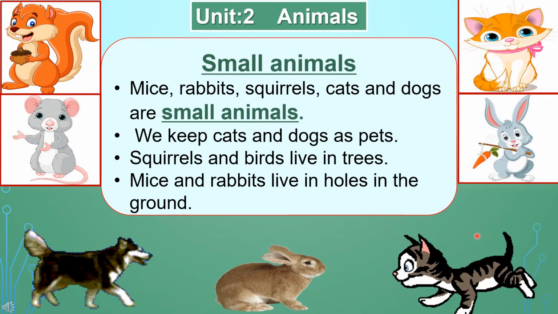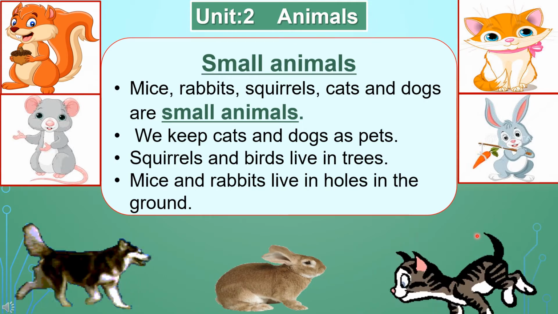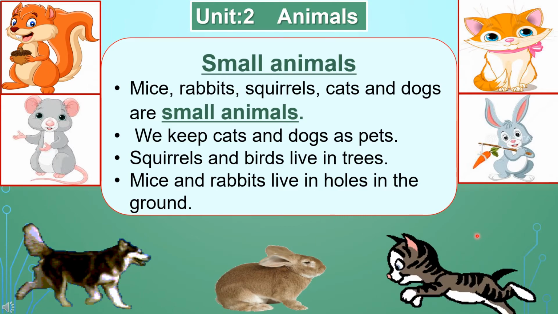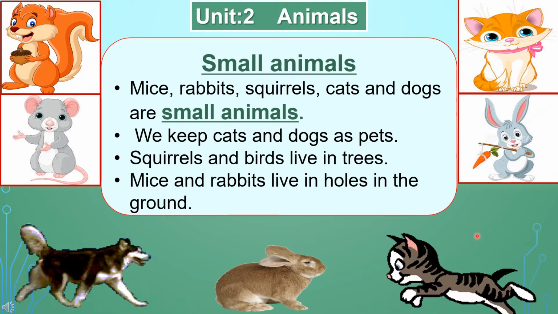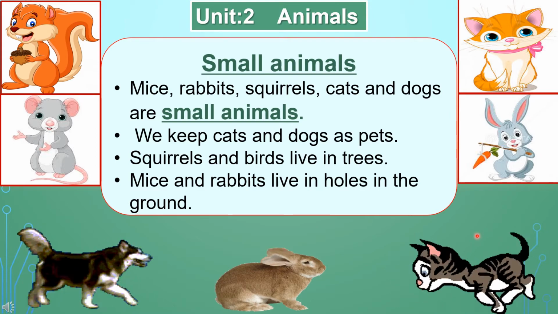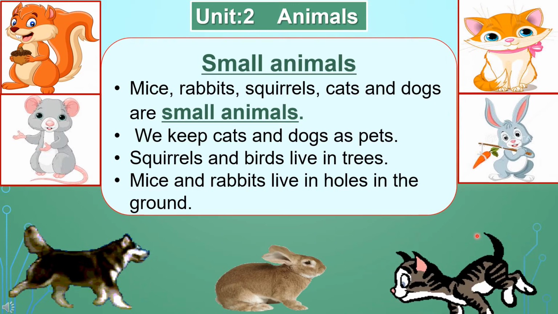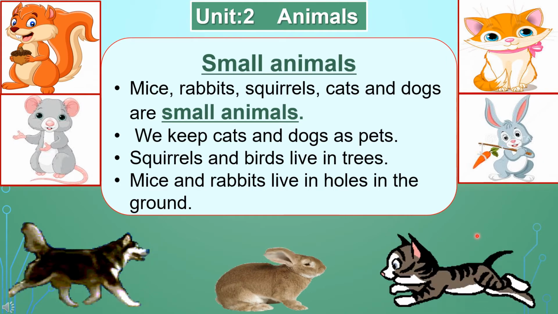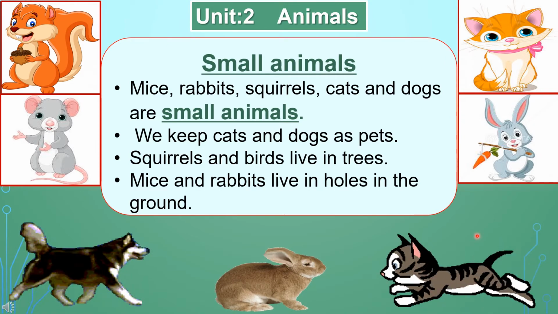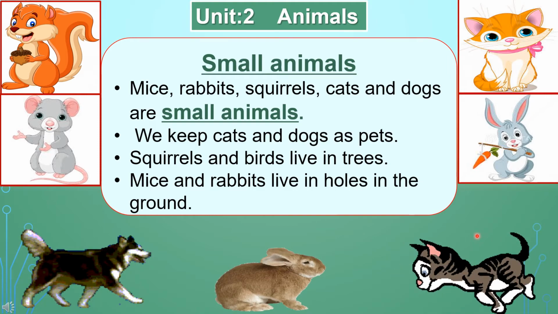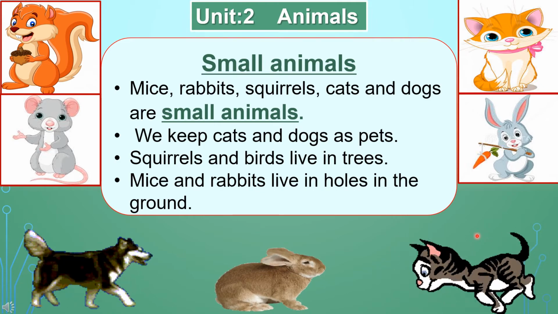Squirrels and birds live in trees. Birds and squirrels are small animals, and where do they live? They live in trees. Squirrels make a hole in the trunk of a tree, or there is already a hole in the trunk, and they will live in that. And the birds, we have read in the first unit that birds live in nests, and they make their nests by themselves. So they live in nests on the trees.